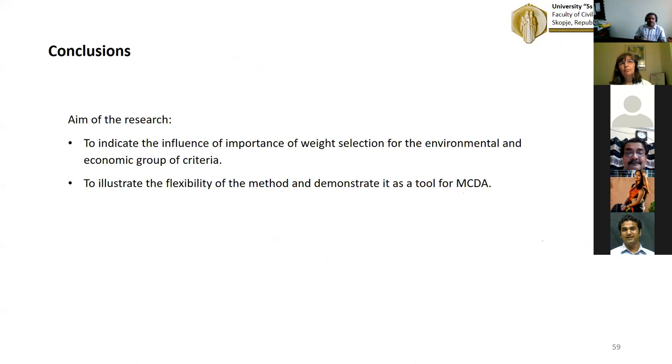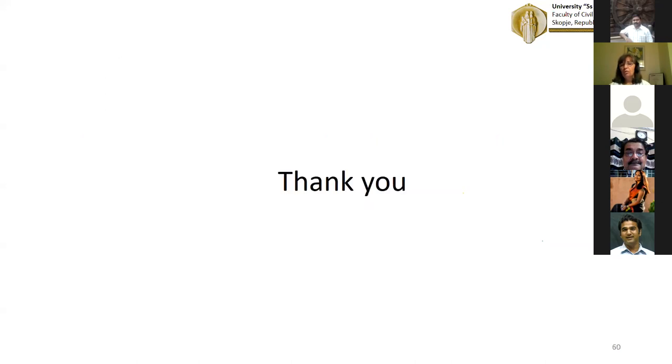This is not research performed to get the final resolution of a potential landfill site, but just to show the implementation of the methodology of the GIS and the analytical hierarchy process of the fuzzy, and also to indicate the influence of the weight selection, which is the responsibility of the researcher and also the decision maker when making weight selection in the landfill site selection process. The second aim of the research is to illustrate the flexibility and to demonstrate the method as a tool for multi-criteria decision analysis. So thank you for your attention.